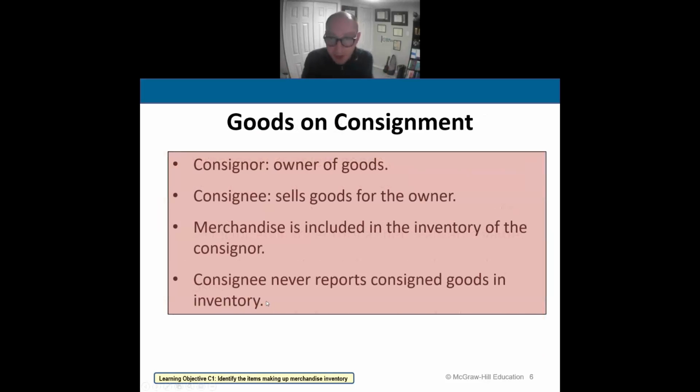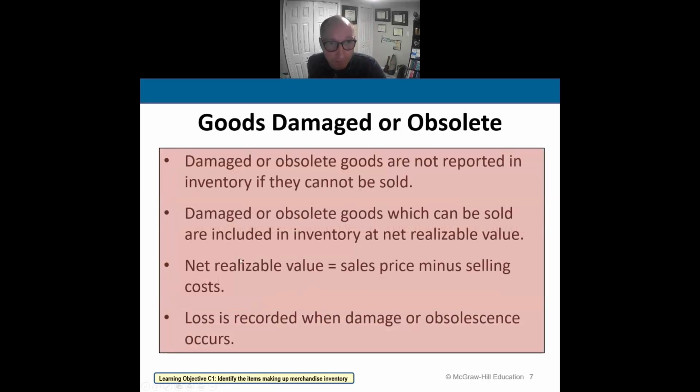And with consignment shops, there's no inventory, because the store never owned the inventory to begin with. The store doesn't own the inventory. The consignors do. So there's no inventory when we talk about consignment. Don't worry, we're not going to talk about consignment past today.